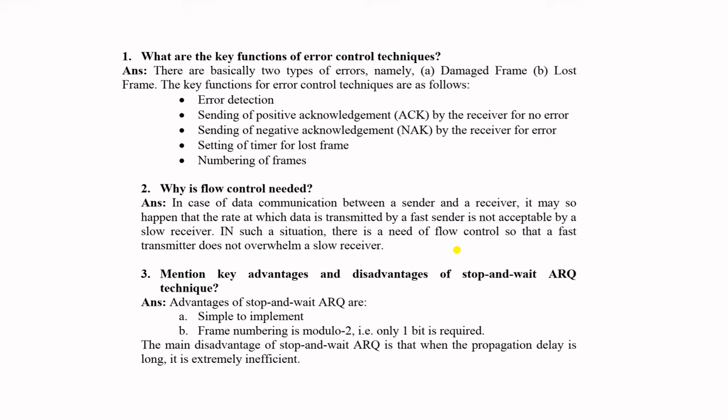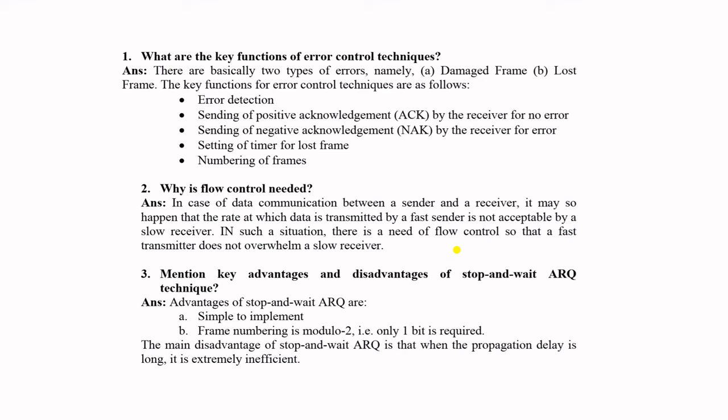Okay, now the second question is, why is flow control needed? In case of data communication between a sender and receiver, it may so happen that the rate at which data is transmitted by a fast sender is not acceptable to a slow receiver. In such a situation, there is a need of a mechanism known as flow control, so that a fast transmitter does not overwhelm a slow receiver.